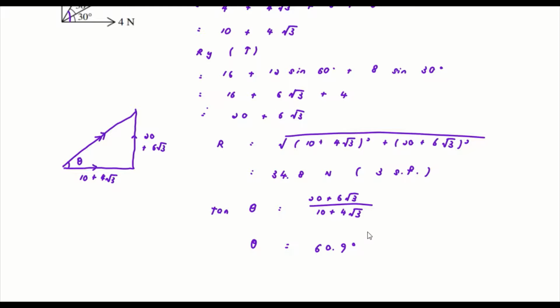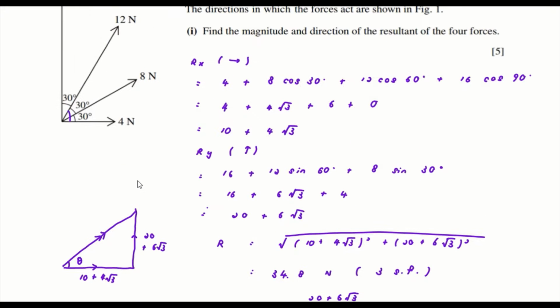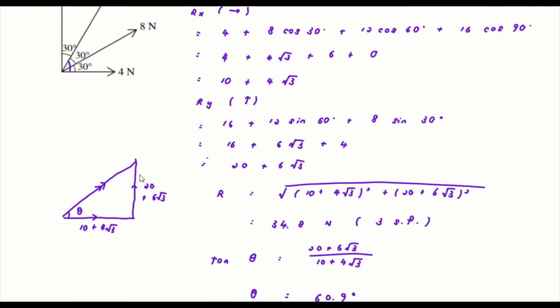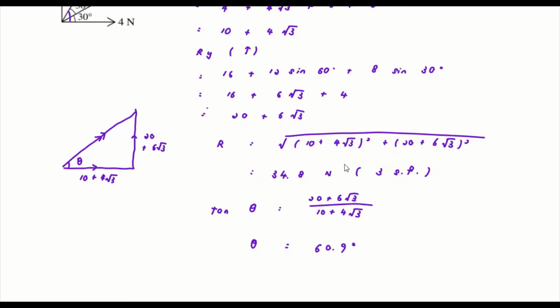Okay, so same thing, you need to indicate where the 60.9 is. The question didn't give you the components, so make sure that you answer according to the diagram given. So it's going to be 60.9 anti-clockwise from the direction of the force of 4 Newton. Okay, so yeah, that's the idea of how you should answer.